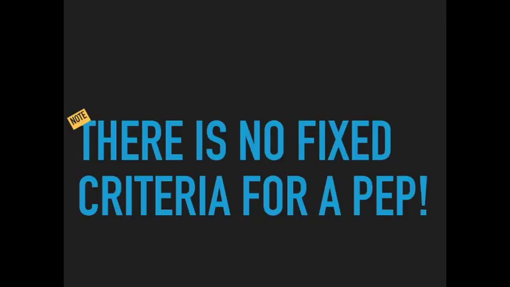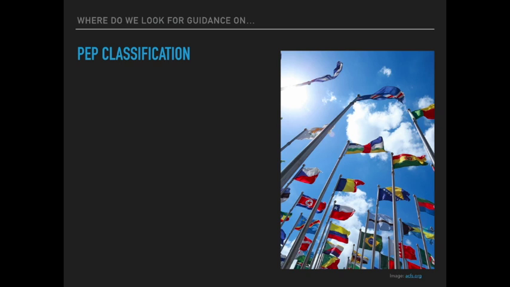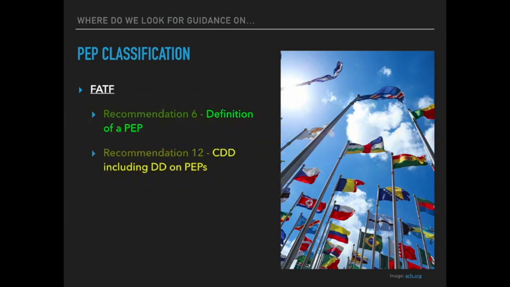Now, note that there is no fixed criteria for a PEP. Although the directive helped clarify PEPs somewhat, the fact remains that there is no fixed criteria for a PEP. So where do we look for guidance on PEP classifications? Well, firstly, there's the Financial Action Task Force, FATF, where Recommendation 6 states the definition of the PEP. Recommendation 12 goes into customer due diligence, including the enhanced due diligence process on PEPs. And Recommendation 22, which is on internal controls, includes PEPs and how internal controls should be carried out for senior management.